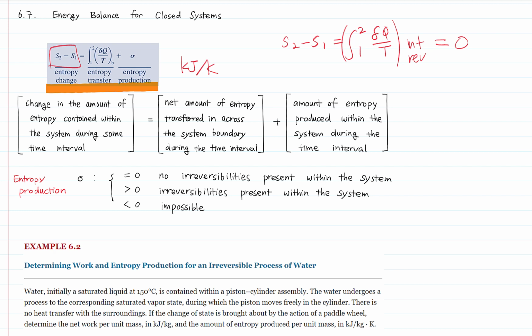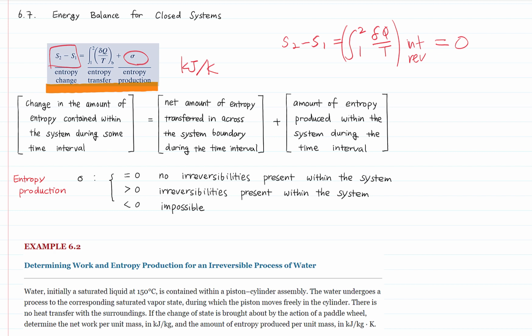The second term is the integral of delta Q over absolute temperature. The subscript B indicates the integration is evaluated at the system boundary. Sigma is called entropy production or entropy generation. It is the entropy generated during a process. The entropy production is due to the irreversibilities occurring within the system.